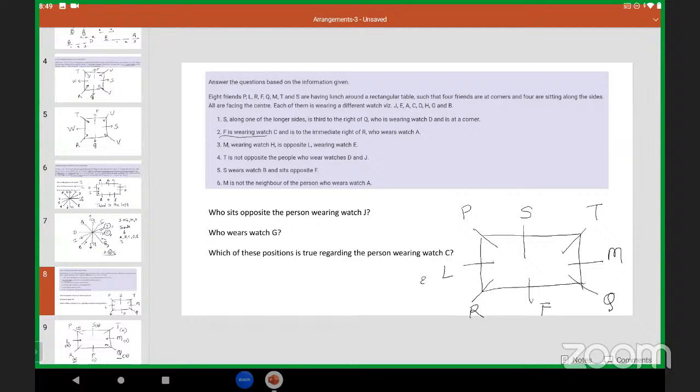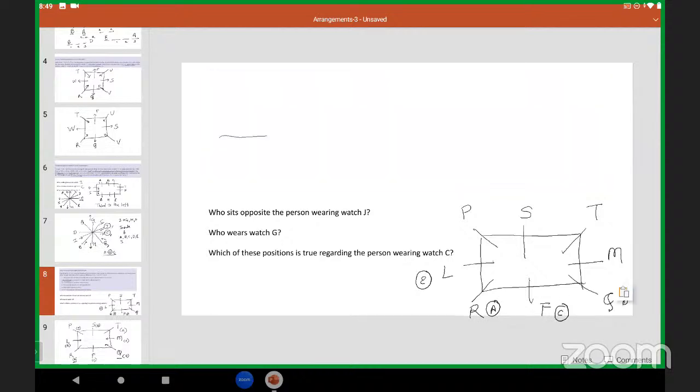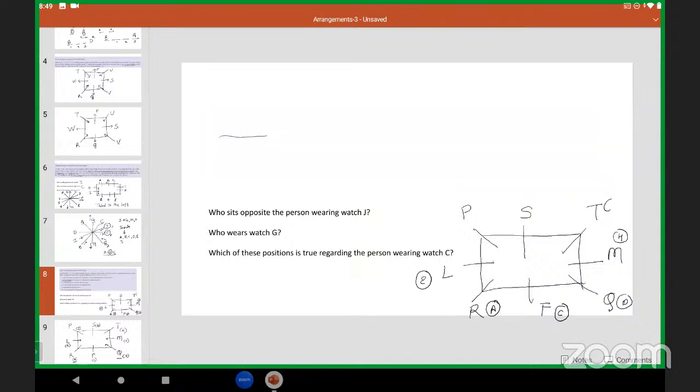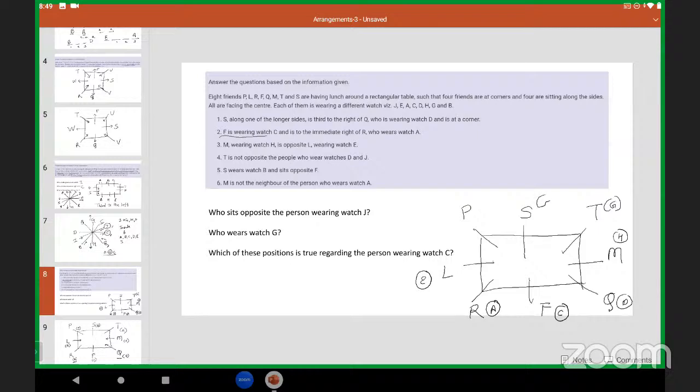So the watches they are wearing are E, A, C, D, H. Then you will have G over here, then B over here, and finally J over here. The circled ones are the watches, and the rest are the friends. Try to take a glance at this entire puzzle.